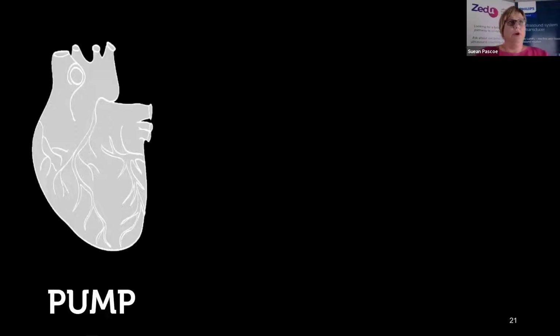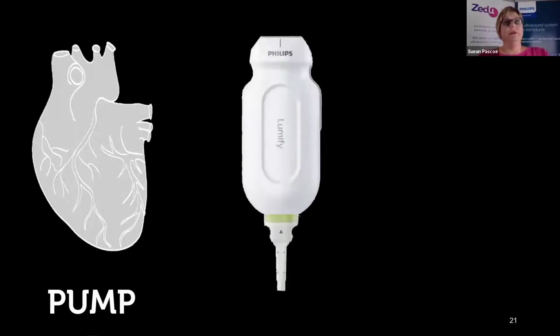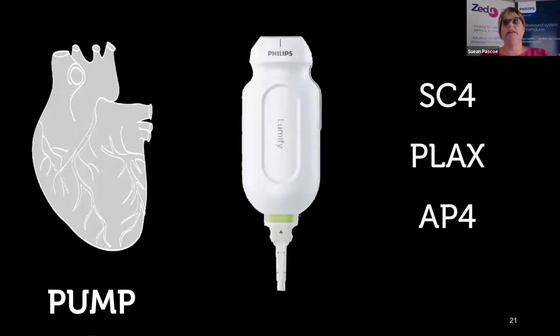I'm going to go through the next section from a pump, tanks and pipes perspective, looking at the pathology and how that then plays into your clinical management. To look at the pump, we're going to use the phased array probe, and there are 3 views that we're going to look at: the subcostal 4-chamber view, the parasternal long axis view, and the apical 4-chamber view.